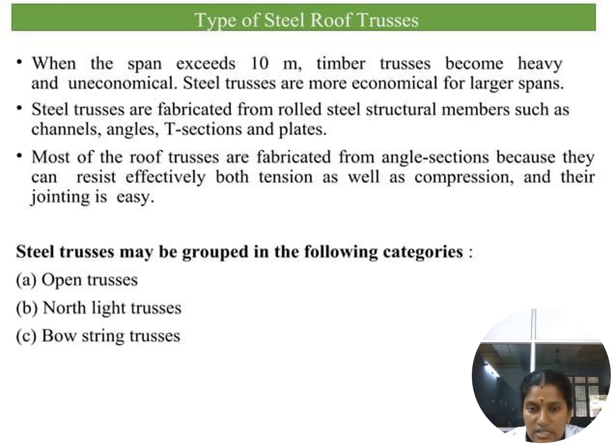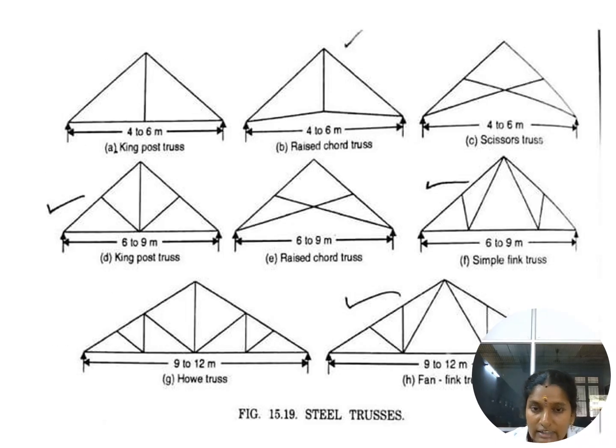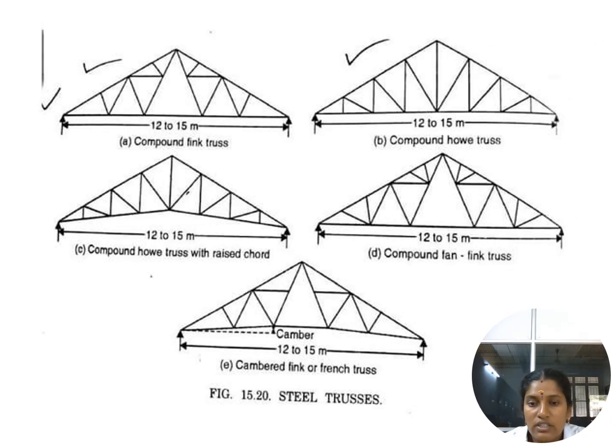Then steel trusses may be grouped into the following categories. It may be open, north light and bowstring. So these are all the main categories and types. These are some other images. We all know it is a king post, queen post, and it is a scissors, and it is a raised chord truss, simple link truss and house truss. So these are all simple examples of the different types of trusses. And this is another one: compound trusses, the compound link, compound house, compound fan. These are all the other types of trusses.